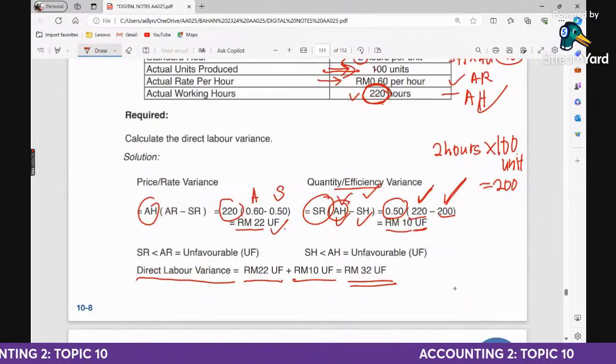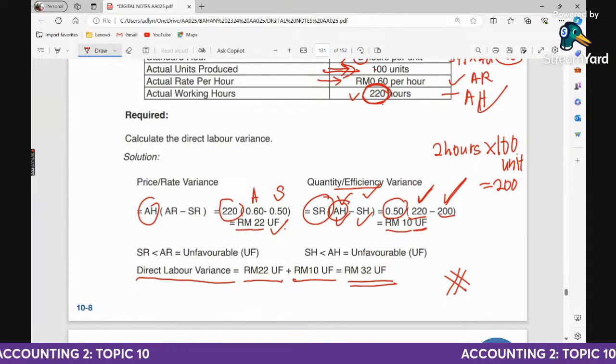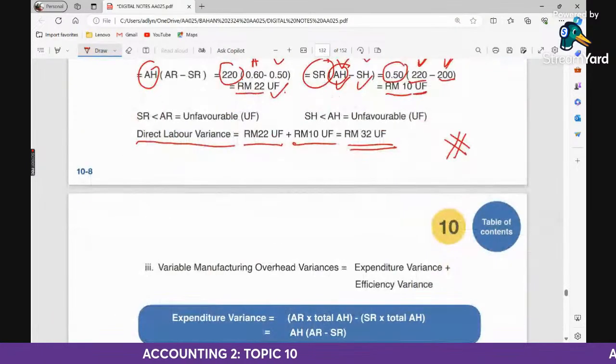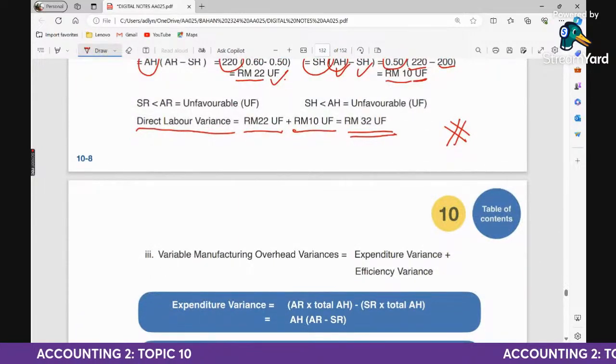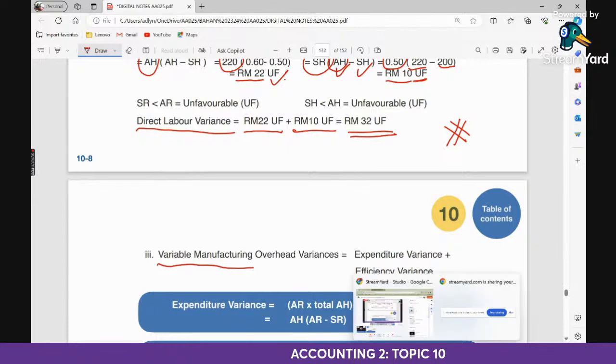Okay, so I am going to stop here for the first part. Okay, so we are going to concentrate first on the direct material variance and also the direct labor variance. Okay, on the second part of my video nanti, kita akan discuss your variable manufacturing overhead and your fixed manufacturing overhead. Okay, all right.